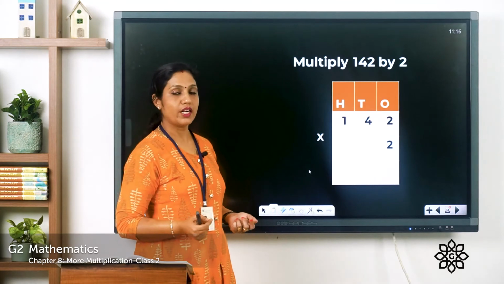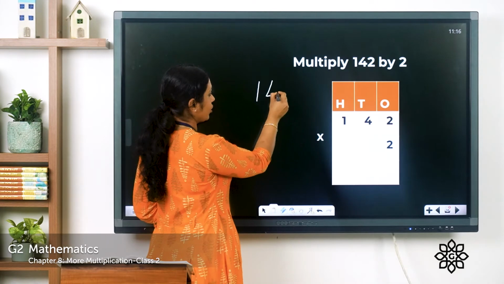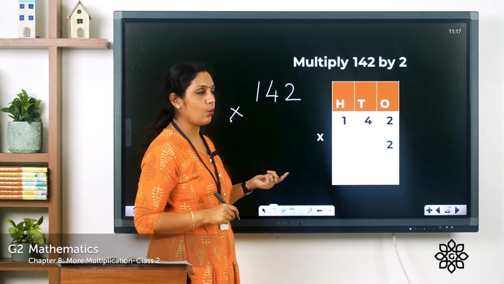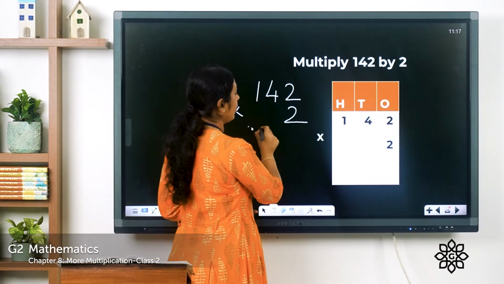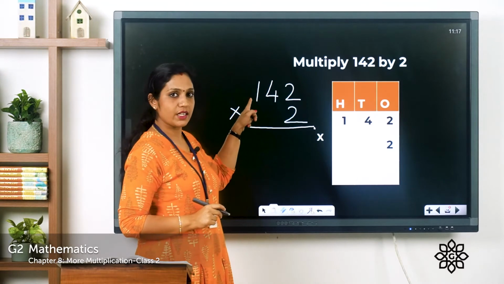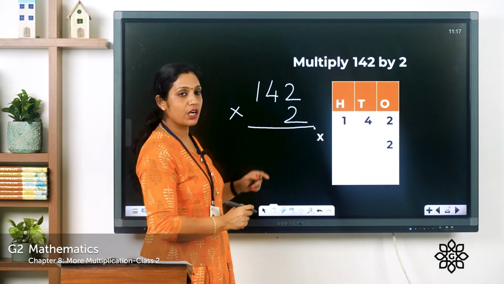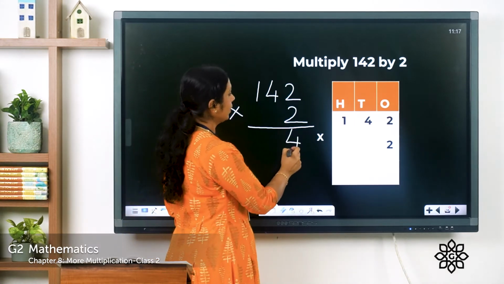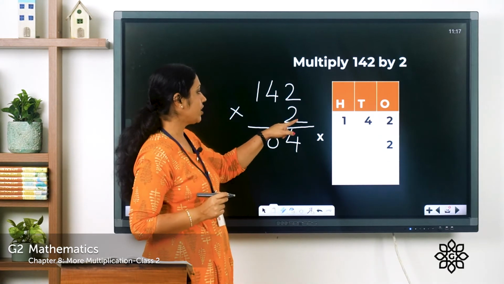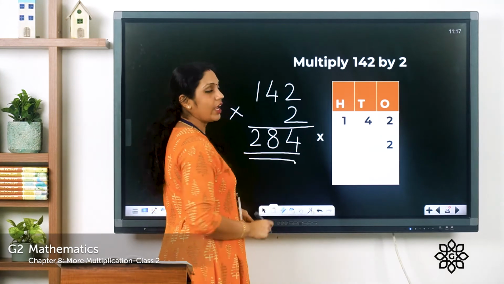Next you have 142 by 2. So write the number 142 on top, insert the × symbol and 2 comes in the ones place. Now we need to multiply this 2 with the number in the ones place, tens place and hundreds place. So first let's start with the ones place. 2 2s are 4. 2 4s are 8 and in the hundreds place 2 1s are 2. So we get the answer 284.